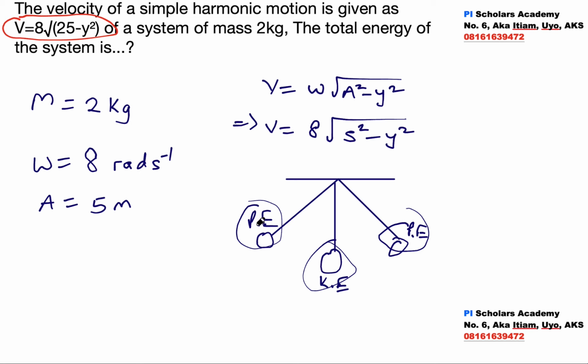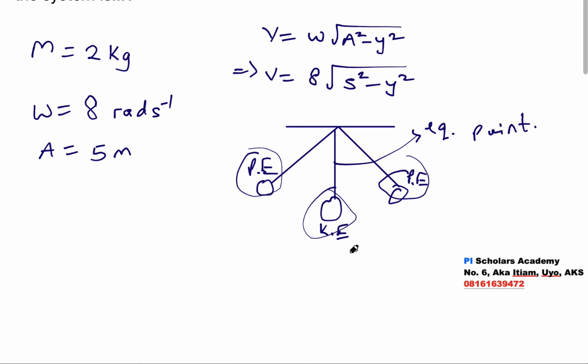But the good thing is that if we can get the potential energy here, then that will be the total energy, since there's no kinetic energy in this place. And in this place, if we can get the kinetic energy, that will be the total mechanical energy, since there is no potential energy here. This point is known as the equilibrium point of the simple harmonic motion. And what happens there is that the displacement is zero. That is a point where y is 0.